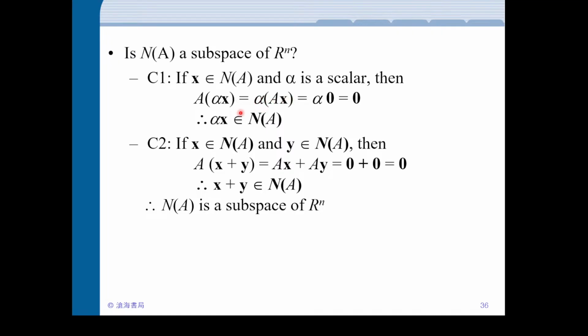so this is alpha times Ax, and because Ax equals 0, this is alpha times 0. I guess we didn't quite prove that alpha times 0 is 0, so let's be a little pedantic here and prove alpha times 0 equals 0.